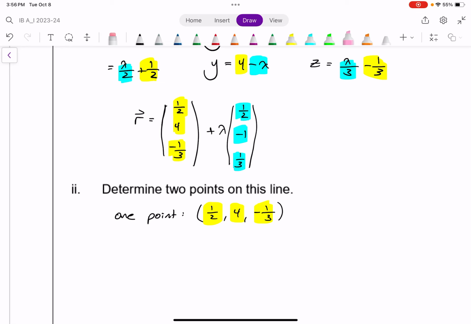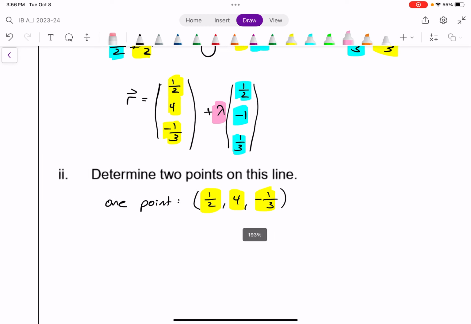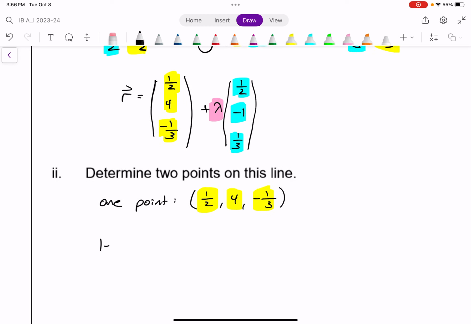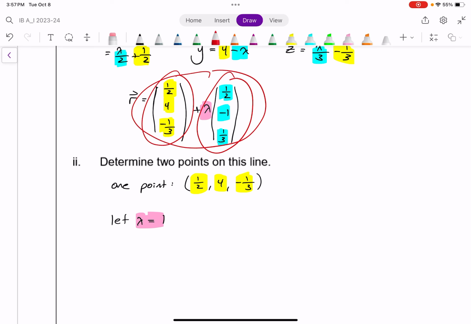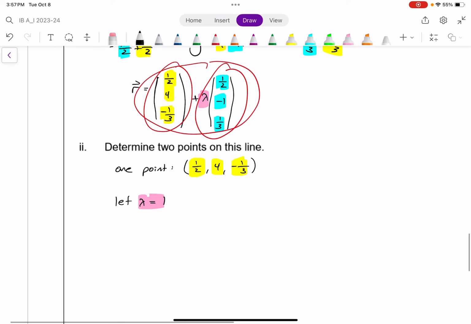I have this constant lambda that can be whatever real number I want, and that will then tell me how to find another point. So let me just let lambda be any number I want, and why not make lambda equal 1? And so then I get another point. If lambda equals 1, then really all I have is this plus one of these. And so if lambda equals 1, another point I see I have is, I'll rewrite this, 1/2, 4, -1/3. There's my position vector, plus 1 times 1/2, -1, +1/3.